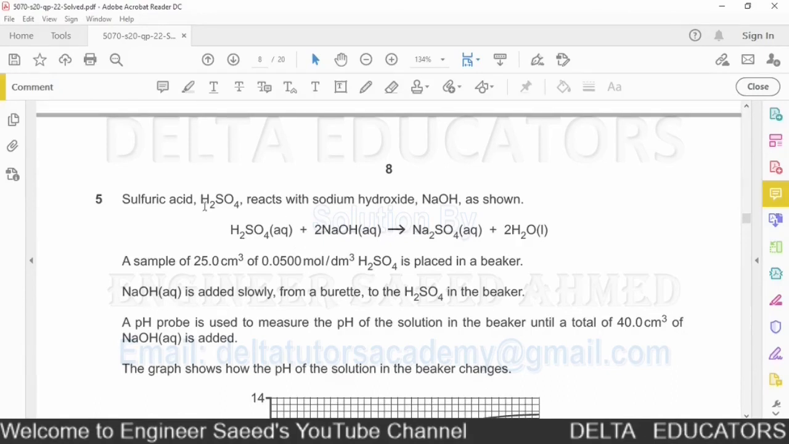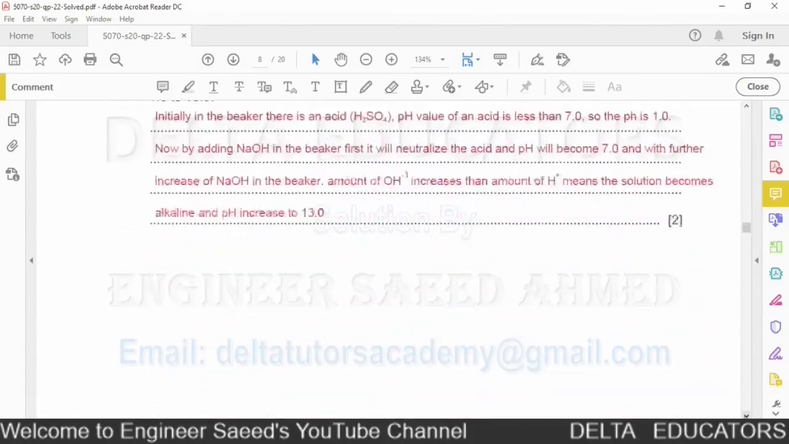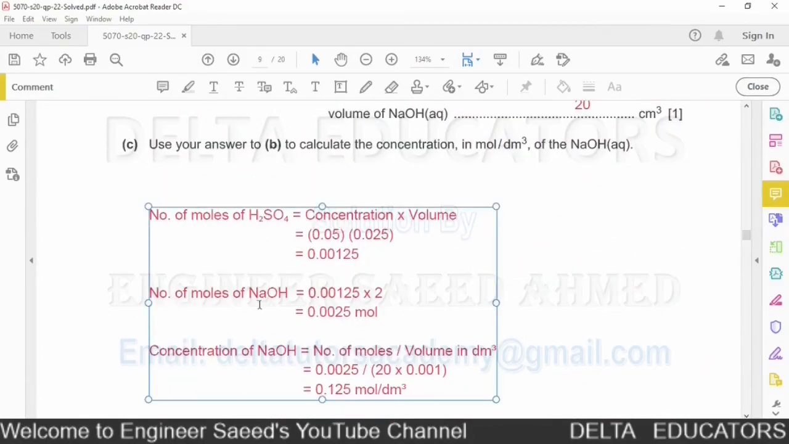Now from the balanced equation, it is clear that 1 mole of sulfuric acid reacts with 2 moles of sodium hydroxide. So number of moles of sodium hydroxide is 2 times the number of moles of sulfuric acid. Now here number of moles of sulfuric acid is 0.00125. So number of moles of sodium hydroxide will be 0.00125 multiplied by 2. It will be 0.0025 moles.